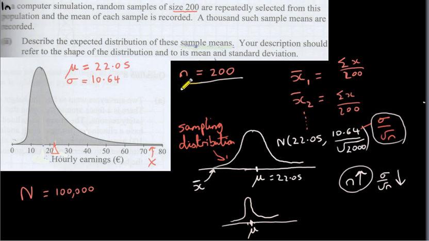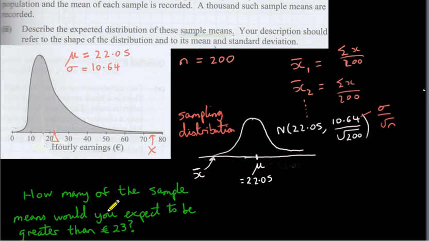We use our sample to infer roughly where our unknown population mean is. How many of the sample means would you expect to be greater than 23 euros? Now I took this question from the sample papers. 23 is greater than 22.05, so it's about here.